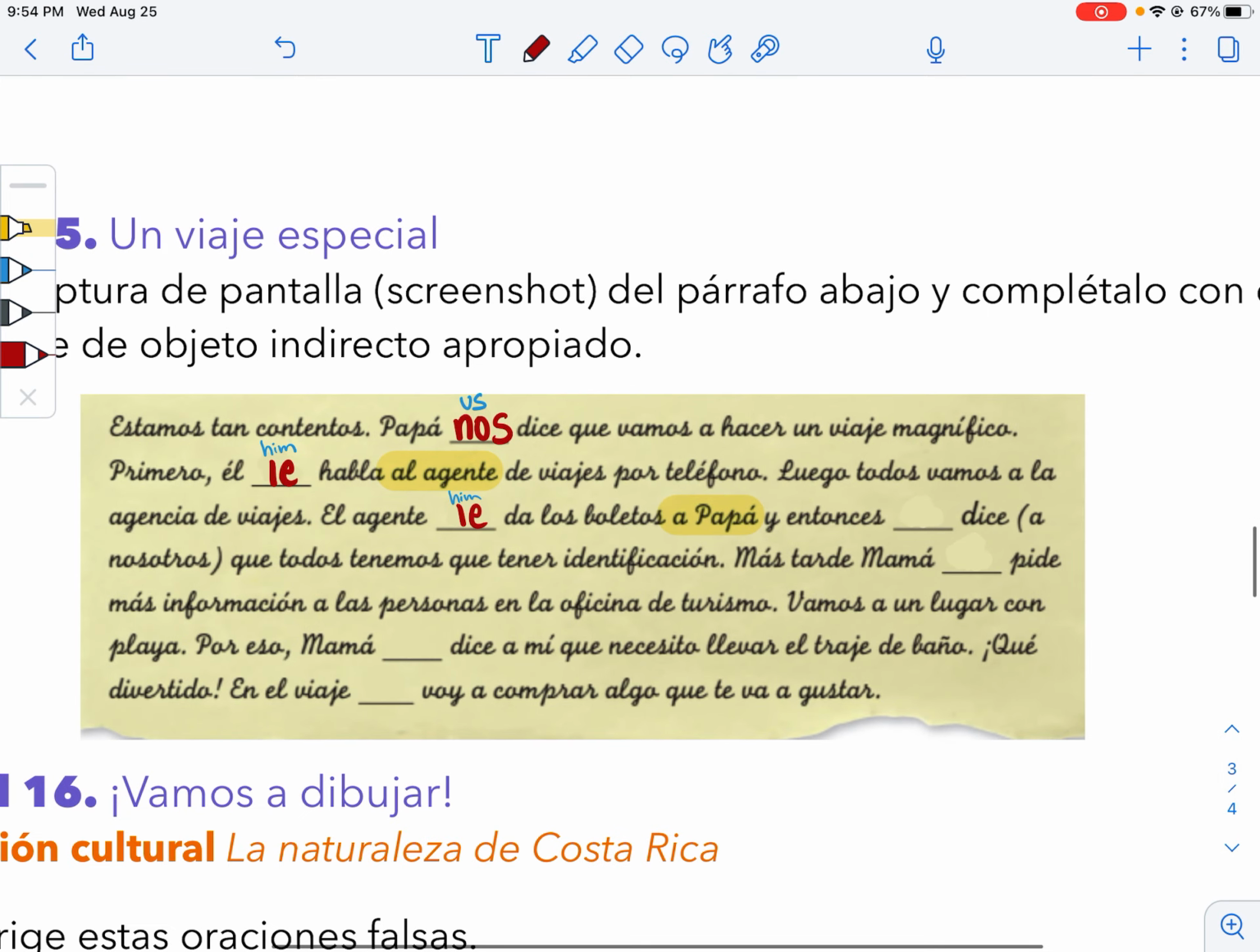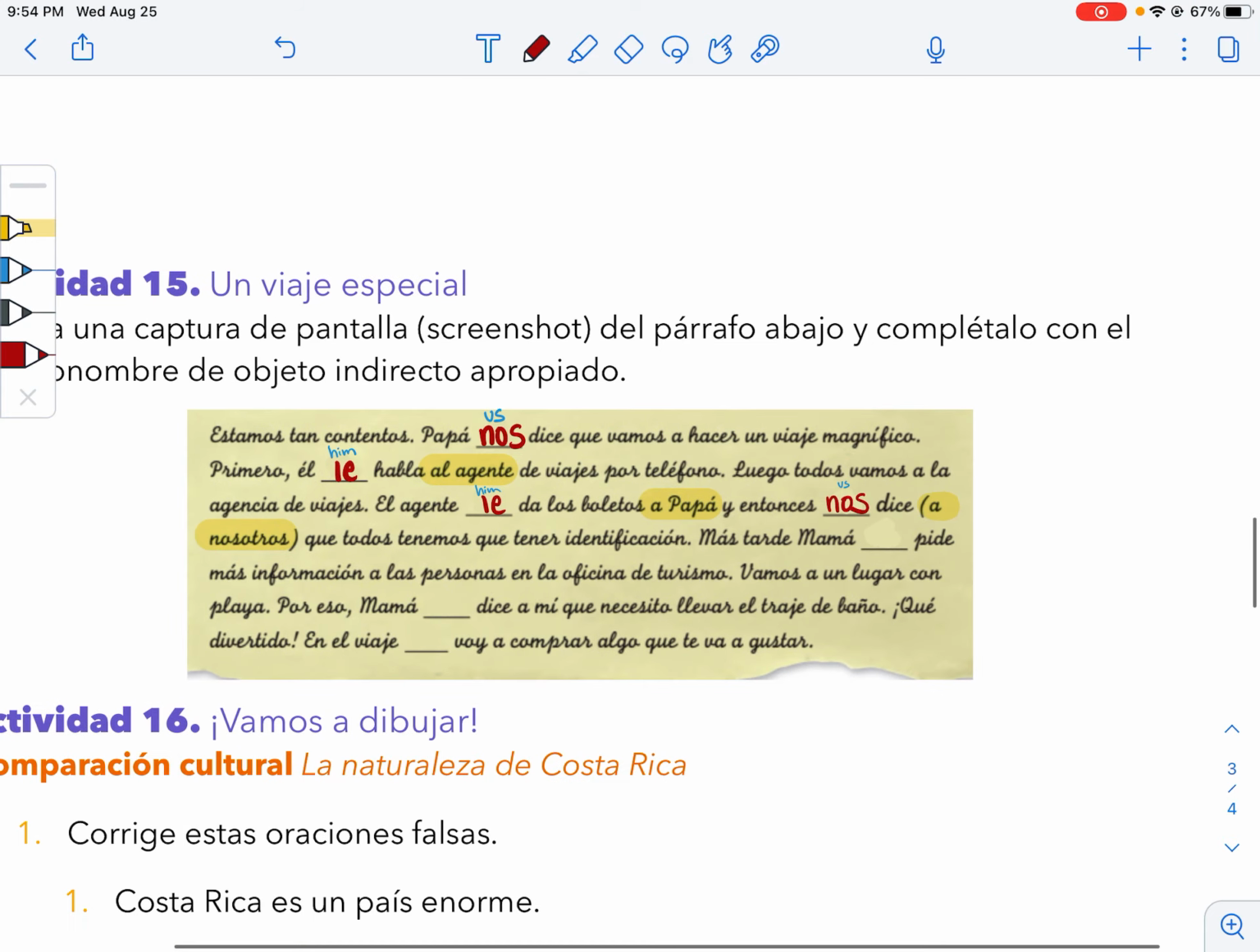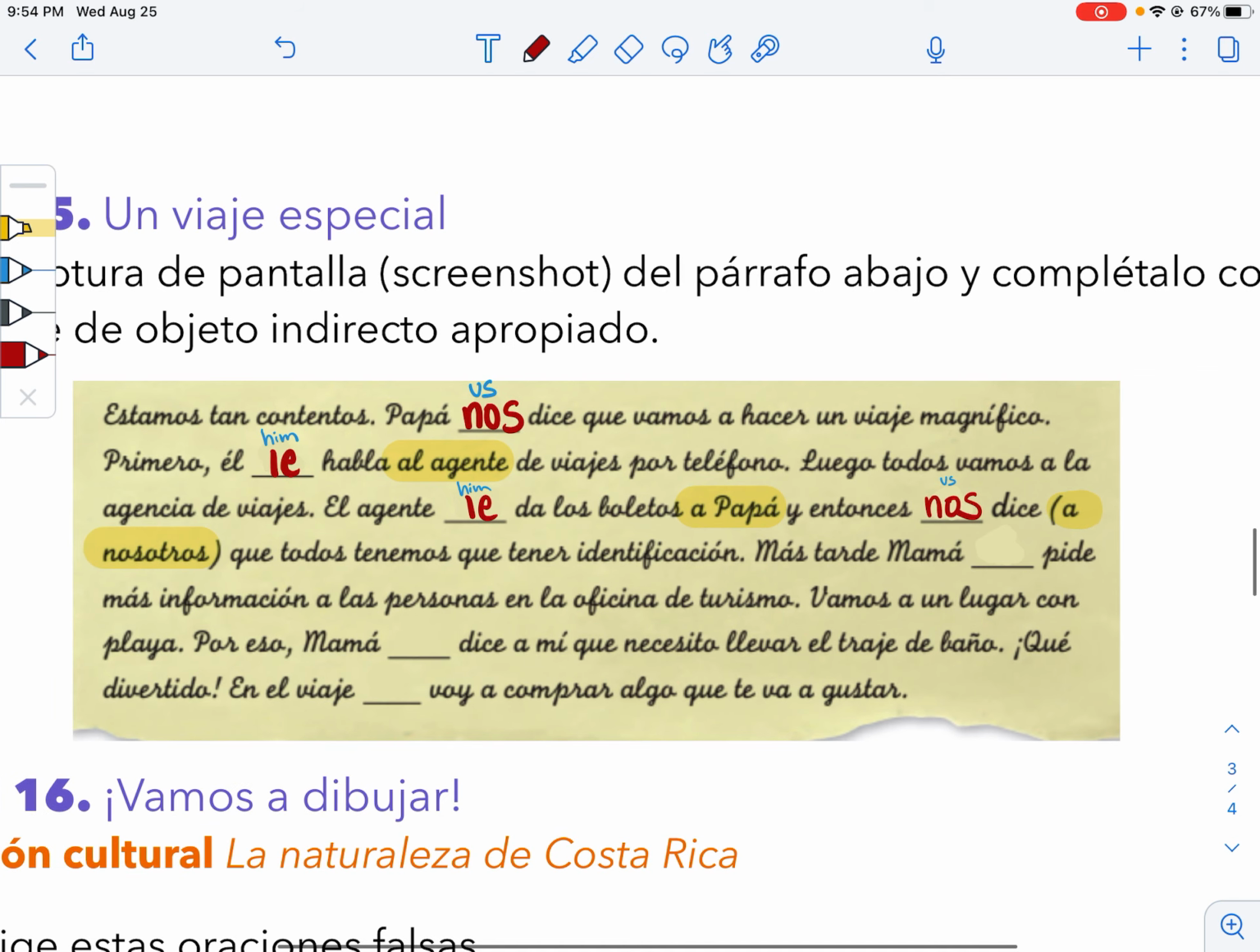Y entonces dice a nosotros. Oh, how cute. That's so nice. It's right there. He tells us. To tell us something, nos dice. Nos dice que todos tenemos que tener identificación.